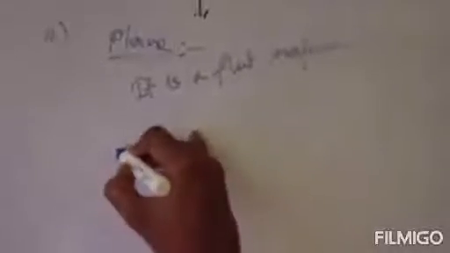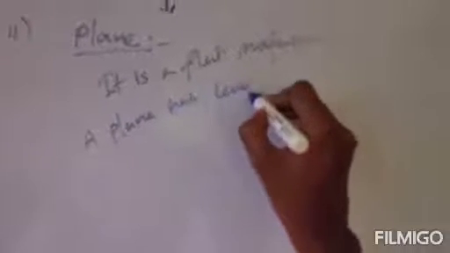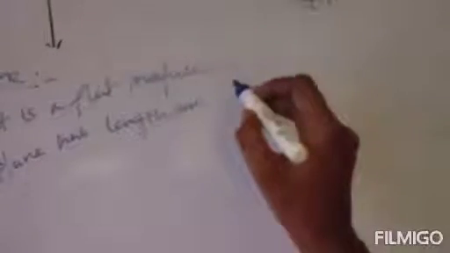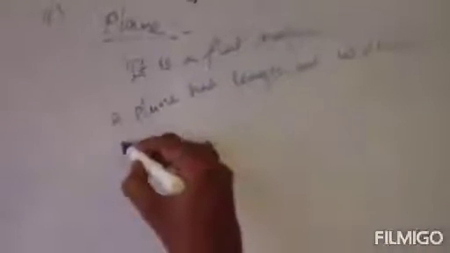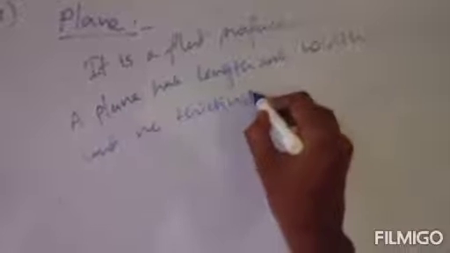Clear? Now a plane has length and width. As it is a flat surface, it has length and width, but it has no thickness. A plane has length and width, but no thickness.